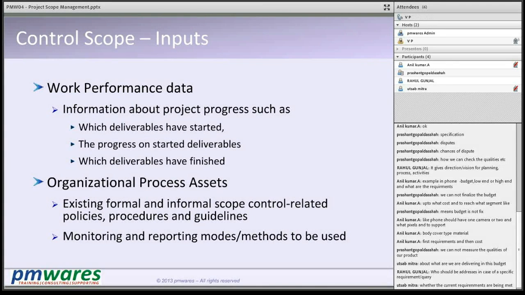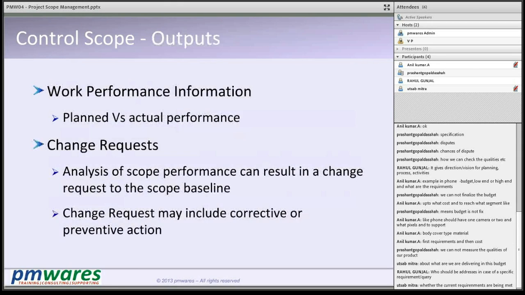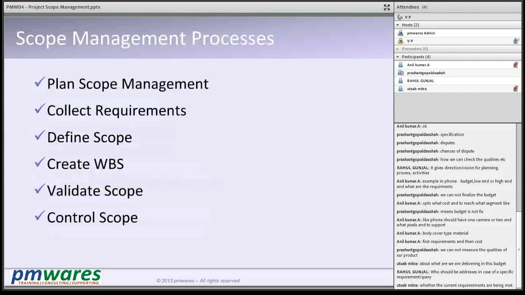Performance data, which delivery started, what is in progress, which are done, what is the status right now. And then we produce a variance analysis to assess the magnitude of variance. How much variance is there? What action we need to take? What is the root cause? And then deciding on preventive and corrective measures. And that is called controlling scope. And that is the final. Any question?